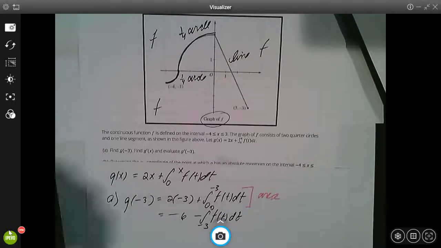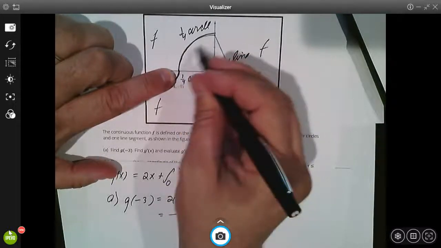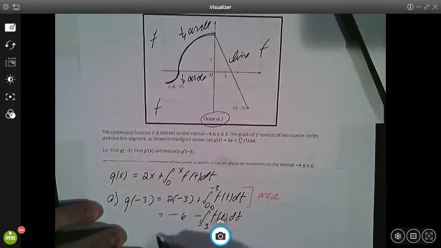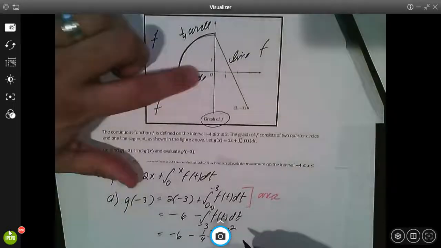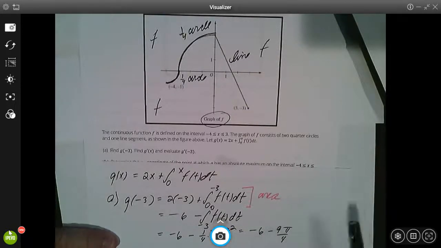Now, how do I find the area from -3 to 0? What I have is a quarter circle. So what I need to do is say, okay, this is going to be -6 minus 1/4 the area of the circle. Area of a circle is pi times r squared. I can see in this problem that the radius is 3. So if I simplify, we're going to get -6 minus 9 pi over 4. And at that point, you've just locked in your first point.